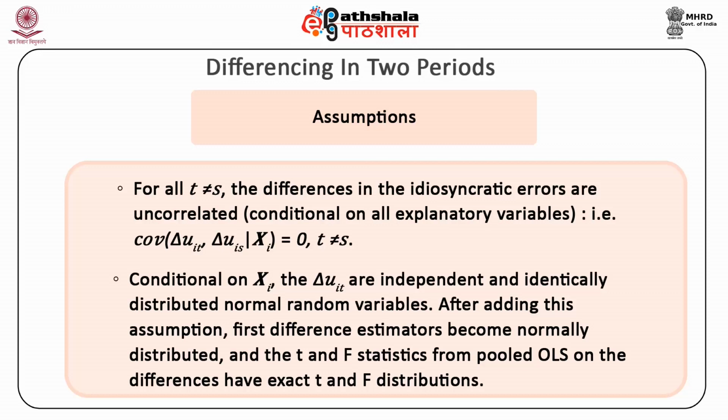The most important of these assumptions is that delta u_i is uncorrelated with delta X_i. This assumption will hold if the idiosyncratic error at each time t, that is u_it, is uncorrelated with the explanatory variables in both time periods. This assumption is also known as another version of the strict exogeneity assumption made for time series models.